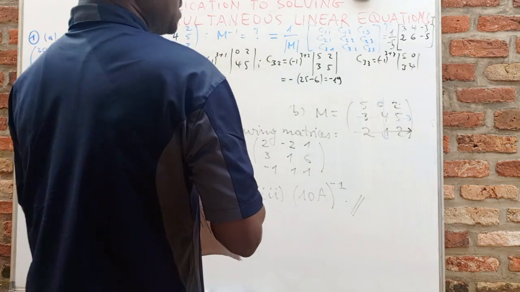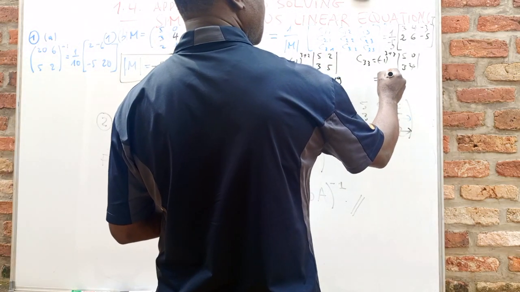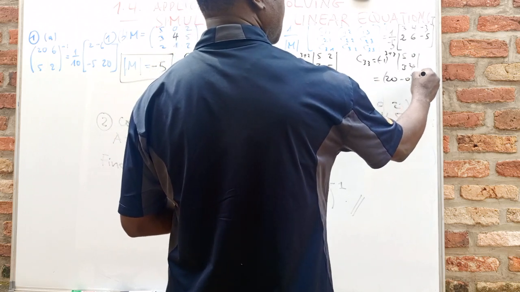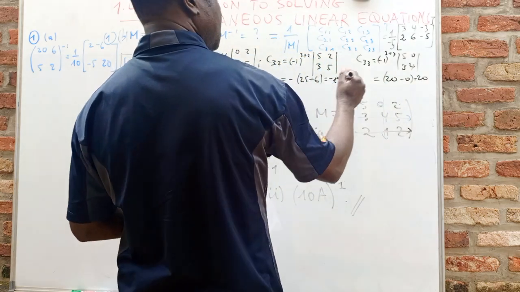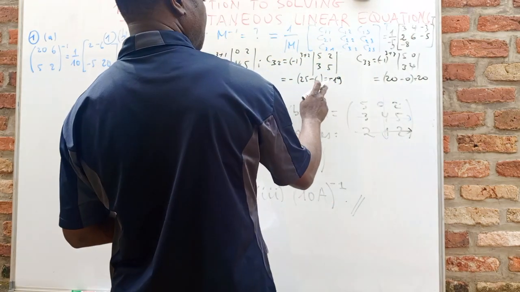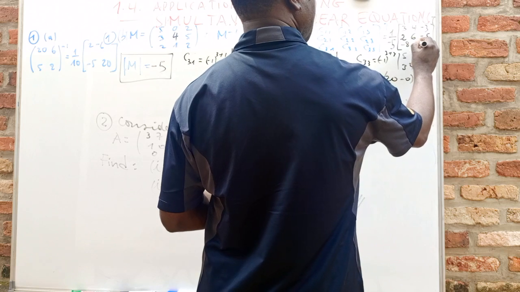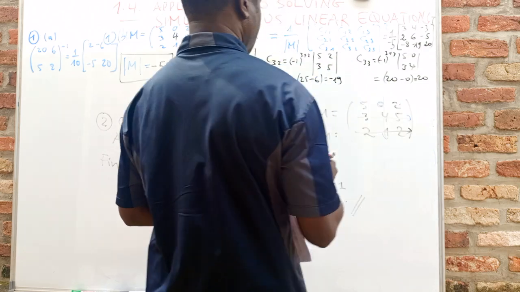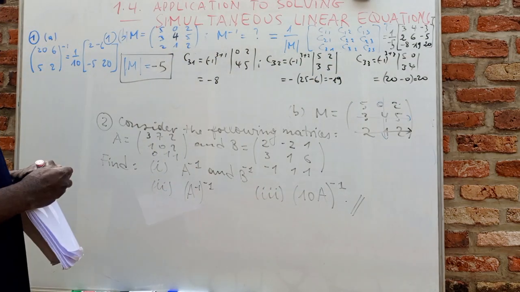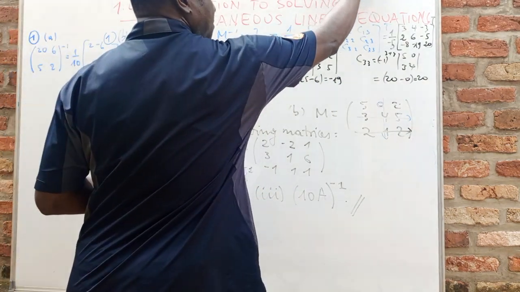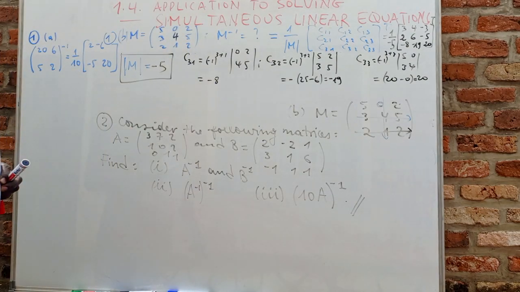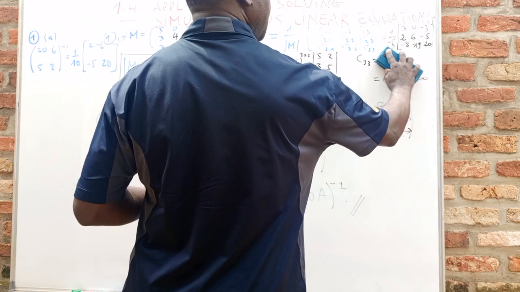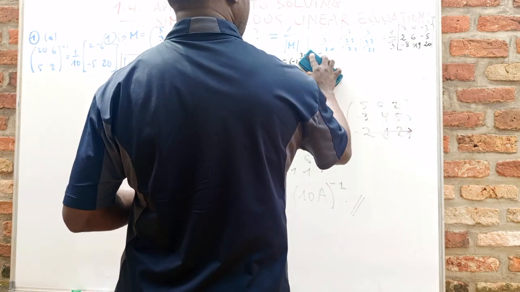Okay, so now this one is going to be equal to 20 minus 0, which is 20. So now the third row is -8, then negative 19, then 20. So this is a matrix from which I'm going to take the transpose of it. Let us take the transpose of this matrix.